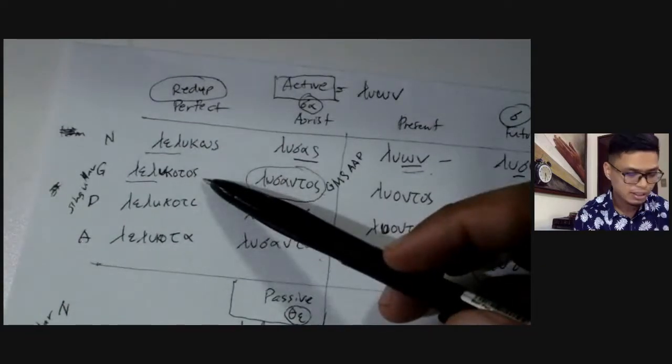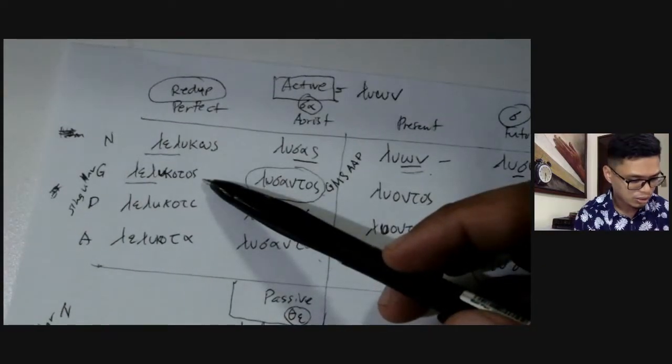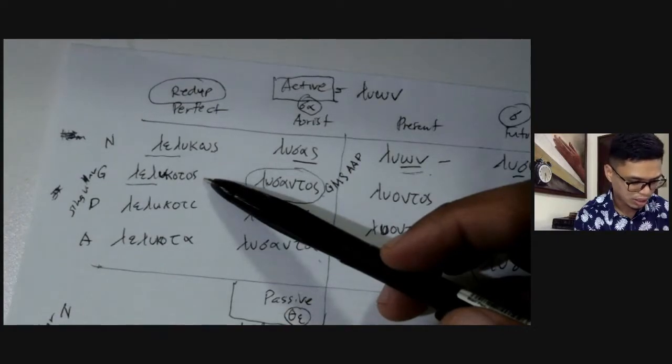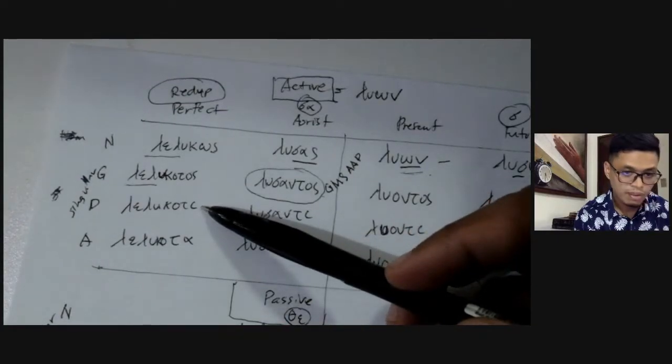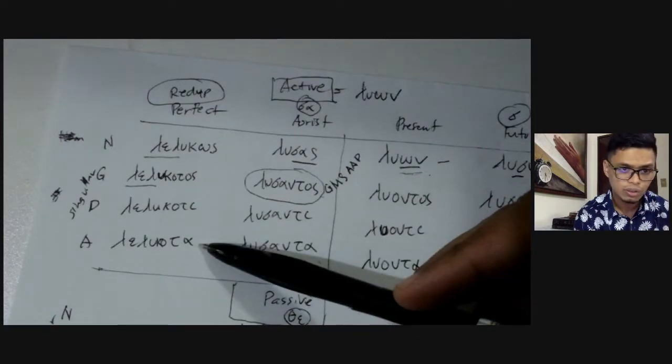You have the same os, ia. These are still the same endings. So you know, if you see this, it is genitive. This one is dative. This one is accusative. You know just by looking at it. It's very easy. But the important thing is you don't need to know how to write it exactly.